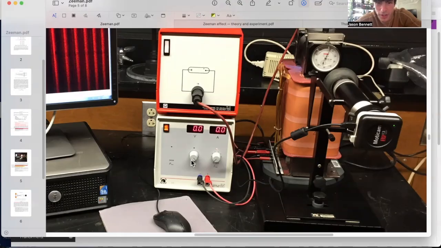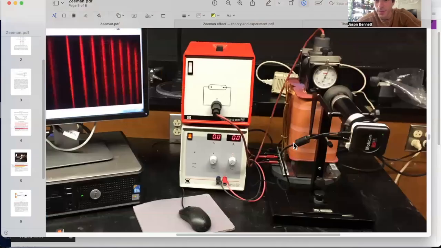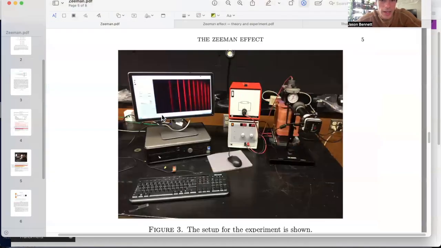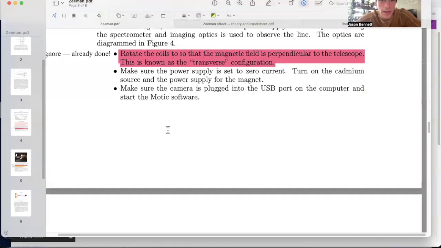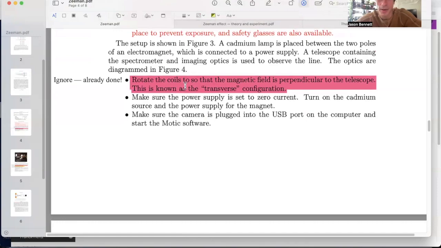And then this should be spun all the way to the right. Why is that? Because if you spin the voltage all the way to the right, that light will light up and then you have control over the current. And the current will enable us to determine the magnetic field. I believe it says something in the lab manual about rotating the coils. Don't do that. They can get hot. I've already rotated them so that they're in this configuration.